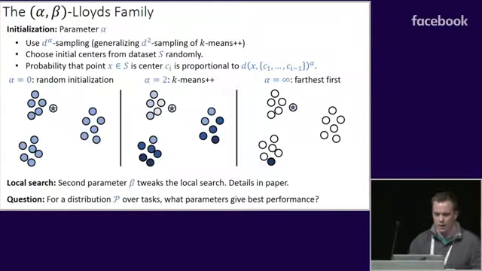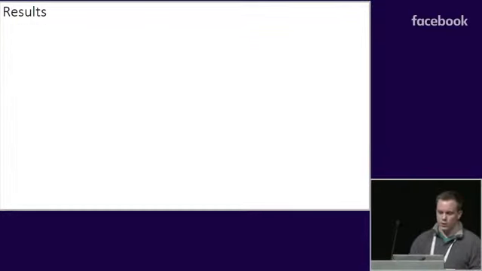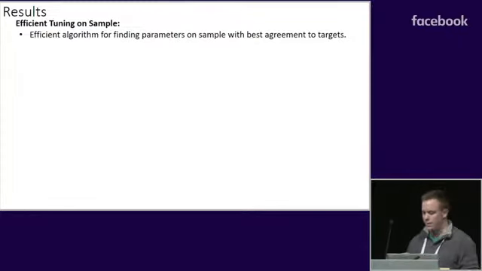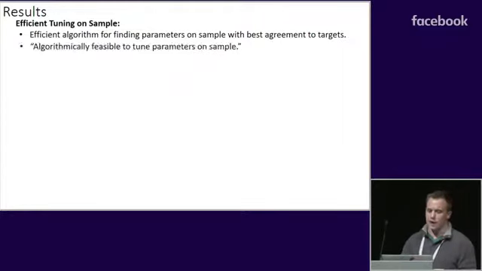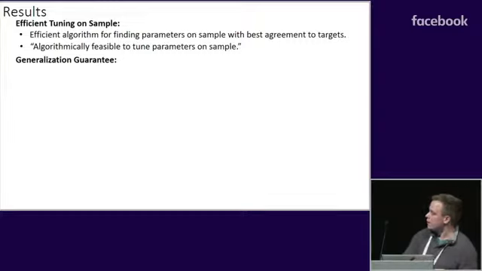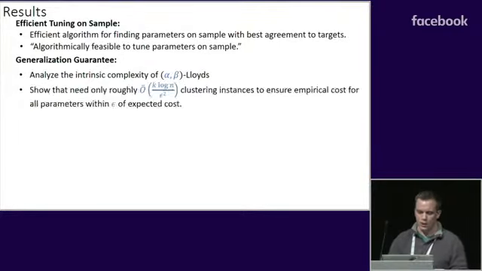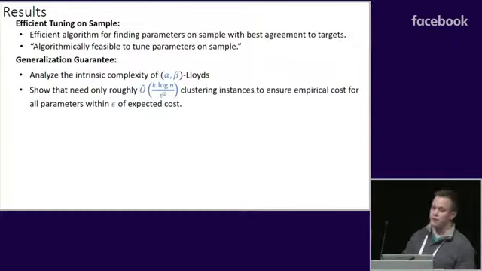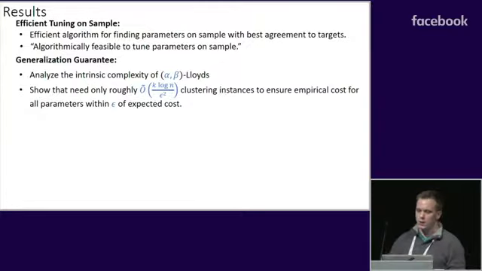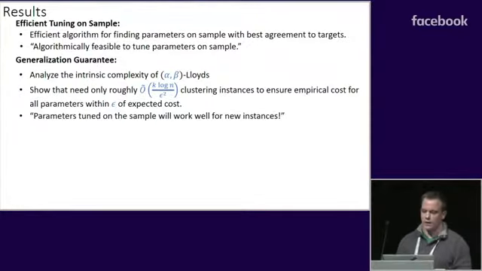OK, cool. So what are the main results in our work? First, we give an efficient algorithm for tuning the parameters on a sample. We can find the parameters alpha and beta that give the best possible agreement with the target clustering. This shows that it's algorithmically feasible to find these good parameters. Second, we give generalization guarantees by analyzing the intrinsic complexity of alpha-beta Lloyds, showing that if you see a relatively small sample of clustering instances, then the optimal parameters on that sample will continue to be approximately optimal on the underlying distribution. So tuning parameters on the sample is a good idea.